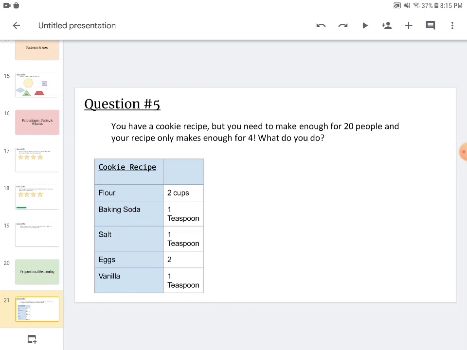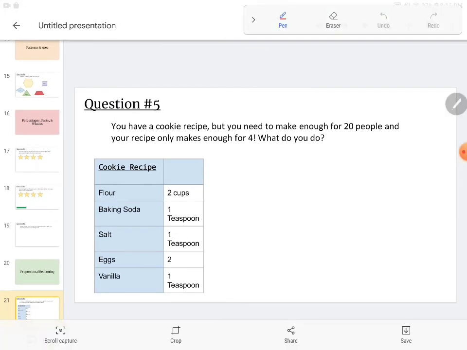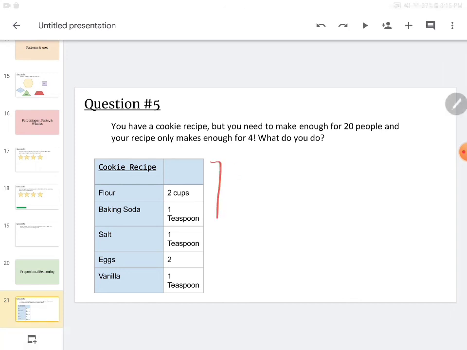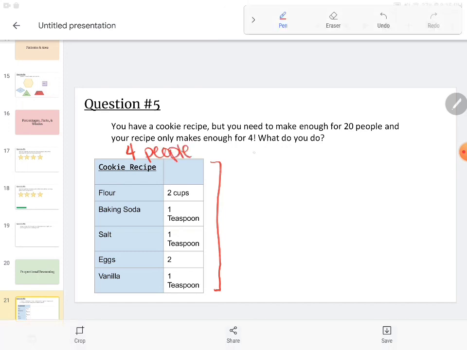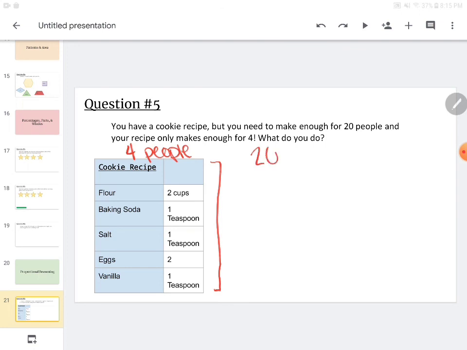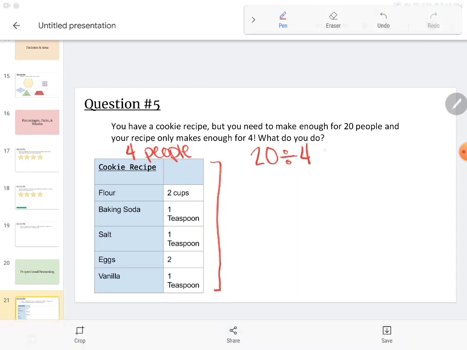So how do we alter our recipe to where one batch makes enough for 20 people instead of 4? We know our recipe right here makes enough for 4 people. We want to make enough for 20. So what is 20 divided by 4? How many batches would we need to make of our cookie recipe in order to get to 20? Well, we know that 20 divided by 4 is going to be 5.